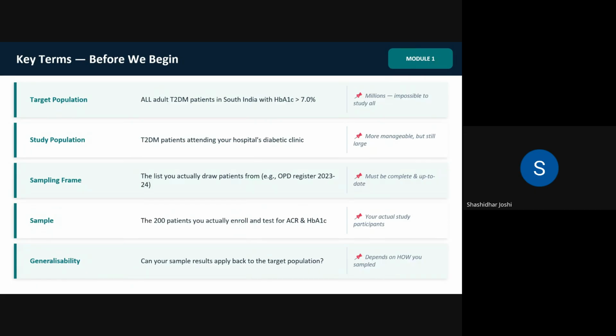So the first one is target population. You have to define your target population. What do you mean by target population? Target population is nothing but all adult T2DM patients in South India with HbA1c greater than 7.0. If you go back to your research questions, you see all these things. From that research question, you have to define the target population. So again, the target population is all adult T2DM patients in South India with HbA1c greater than 7.0.